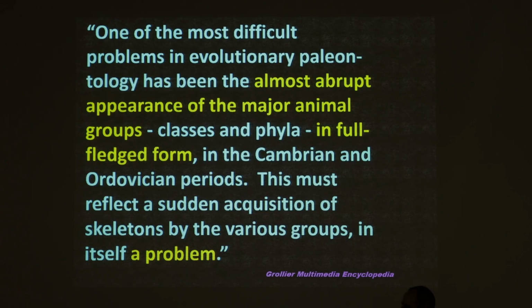Here, this encyclopedia talks about it as well. One of the most difficult problems in evolutionary paleontology, by the way, paleontology is the study of fossils, has been the almost abrupt appearance of major animal groups, classes, and phyla in full-fledged form in the Cambrian and Ordovician periods. This must reflect a sudden acquisition of skeletons by the various groups, in itself a problem. Well, yes, maybe a problem for Darwinian evolution, but it's not a problem for what the Scriptures have to say, right?